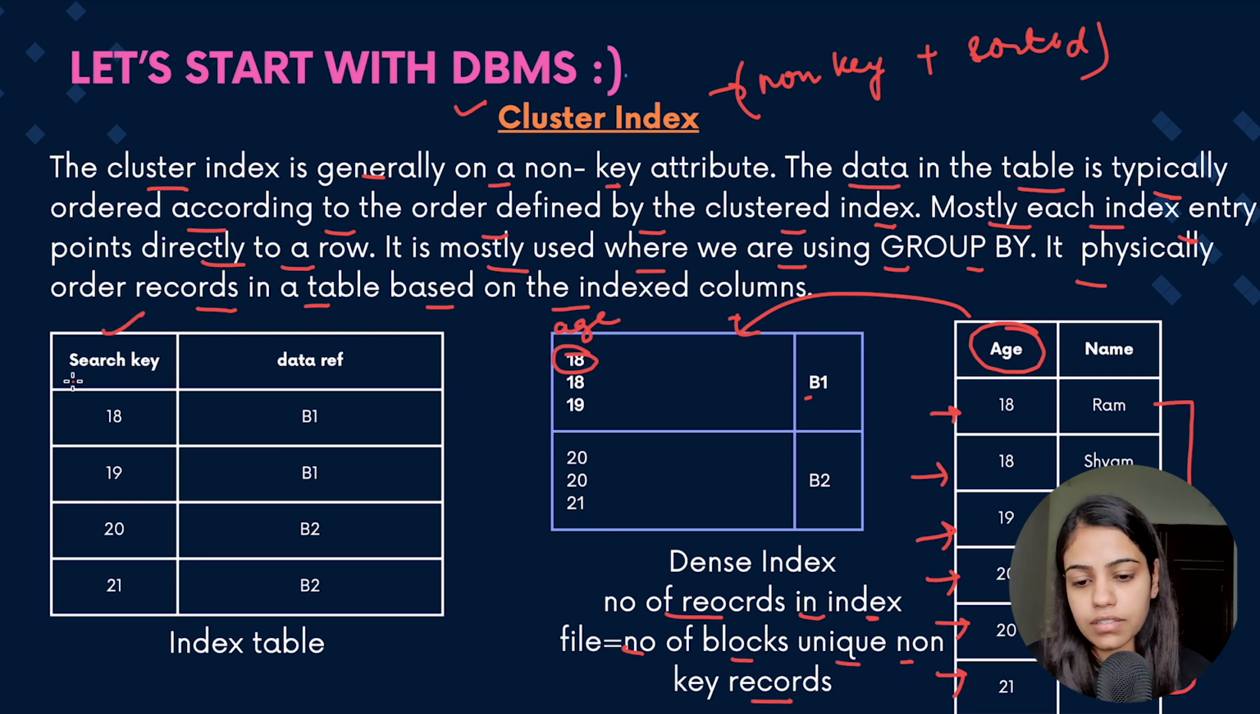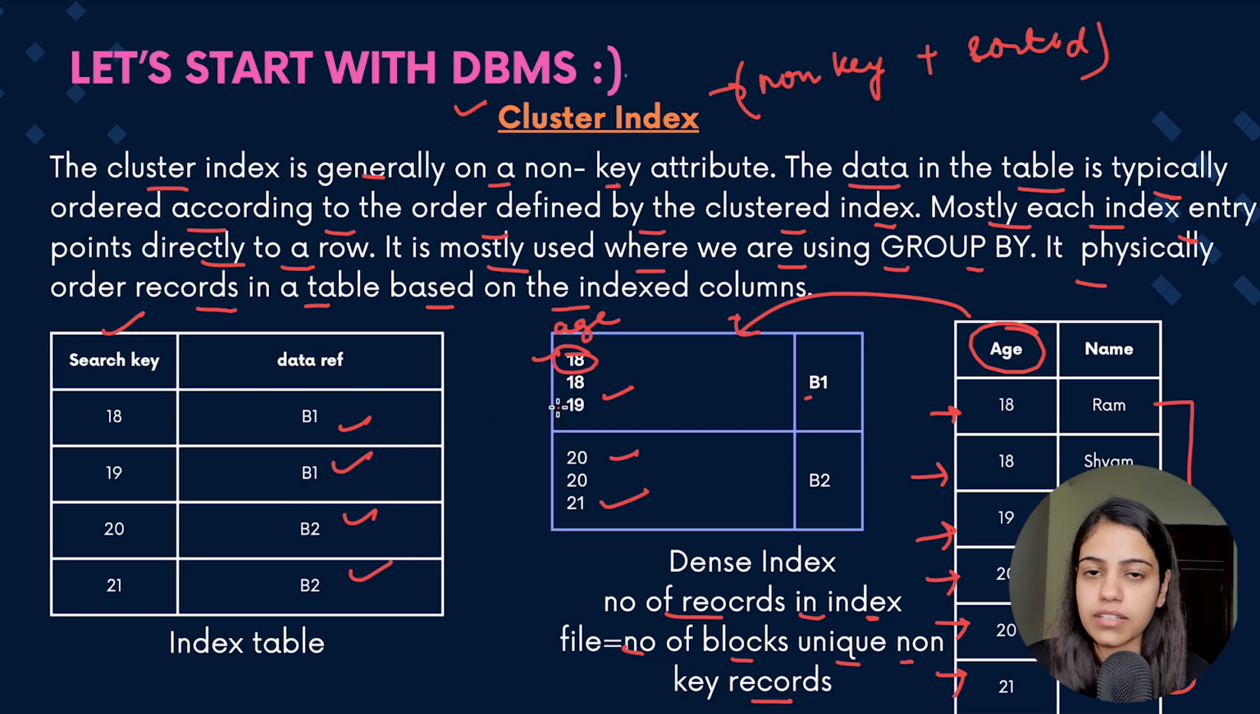So here we have gone to the search key. Here we have provided the entry for 18, then 19, then 20, and then 21, and here we have provided the block pointers for that particular data which is present in our hard disk.